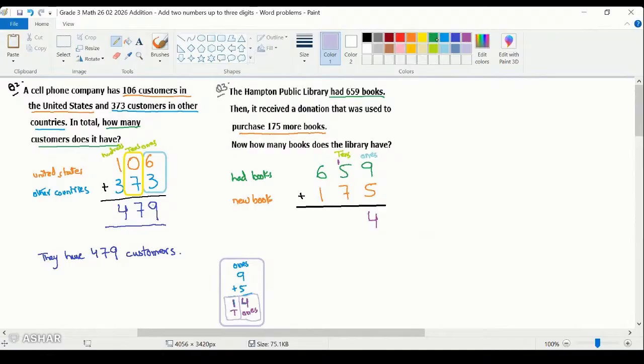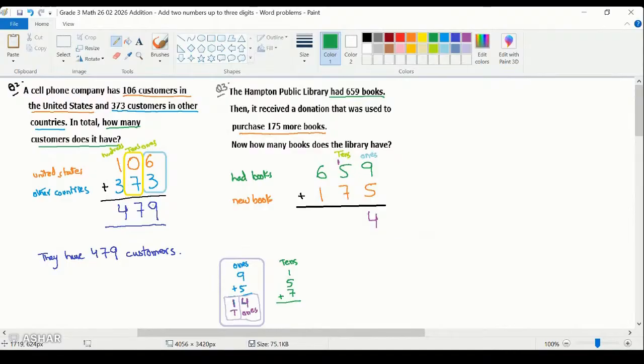Then we add the tens. How many tens are there? 1, 5, and 7. When we add these tens together, do I need to explain again, Danny? Okay, do I need to explain this question again?